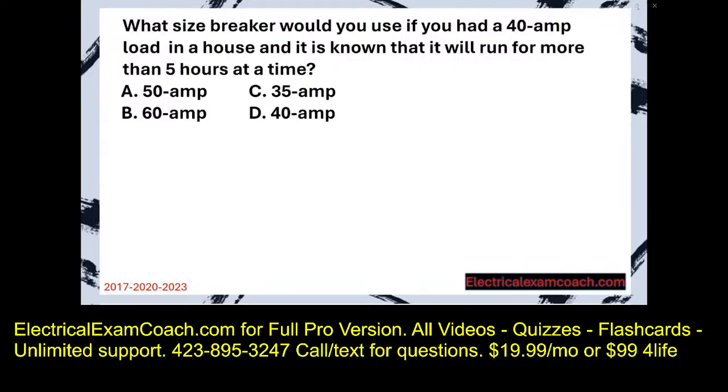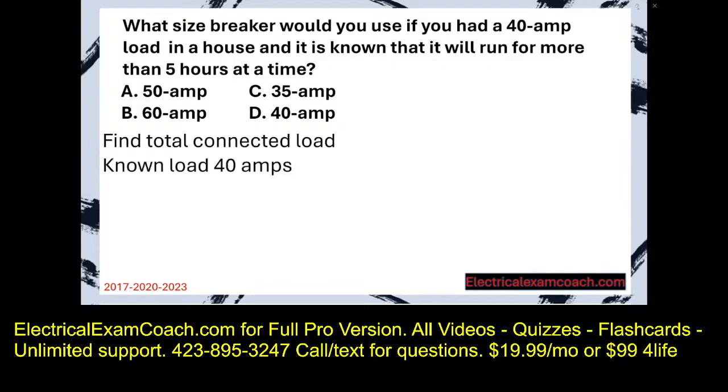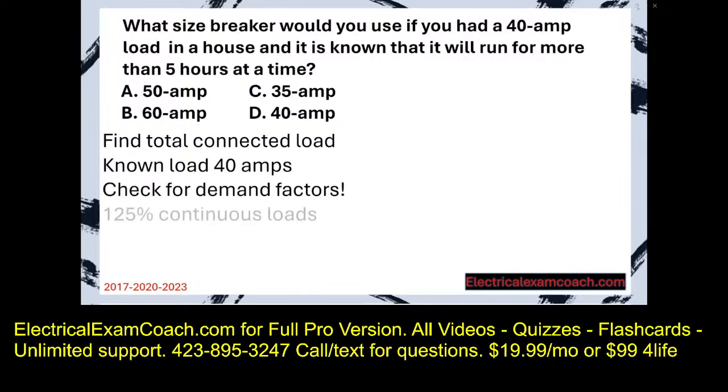What size breaker would you use if you had a 40 amp load in a house and it's known that it will run for more than 5 hours at a time? Step 1, find our total connected load. Our known load as of right now is 40 amps. But we must check for demand factors. And in this case, we have our continuous load multiplier.